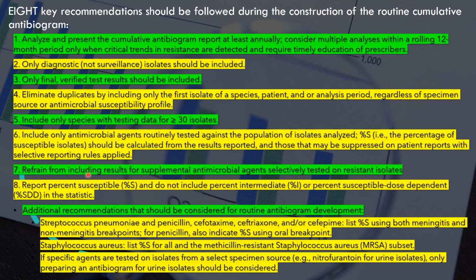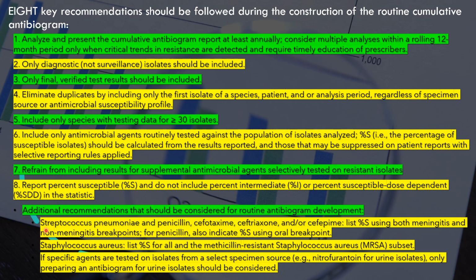Also, we need to refrain from reporting supplemental antimicrobial agents, which are selected only if there is resistance. So the second-line and third-line antibiotics should not be used. We also need to have reports in the form of percentage, as we mentioned. We do not incorporate intermediately sensitive, and of course the resistant.